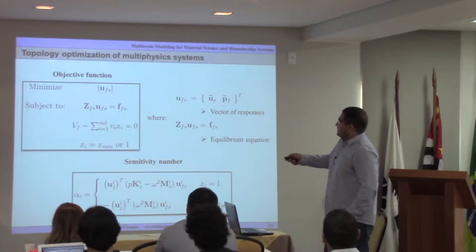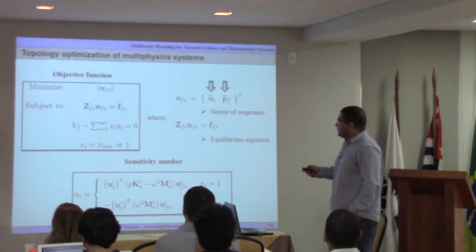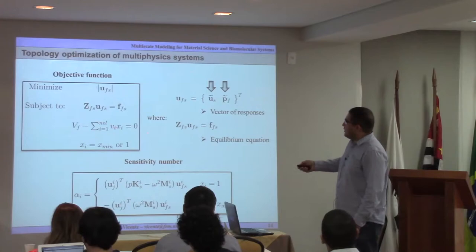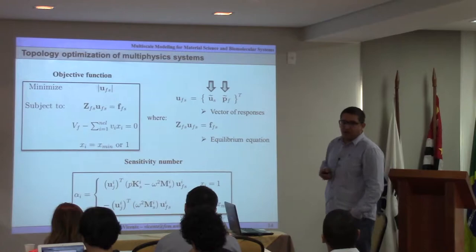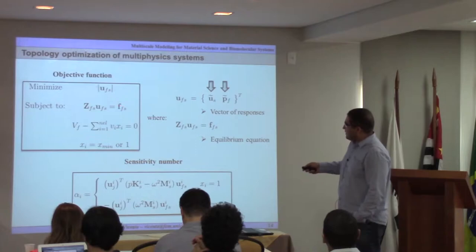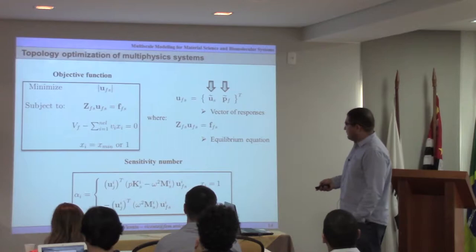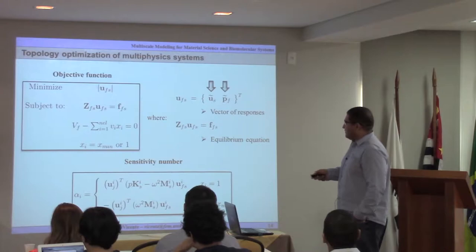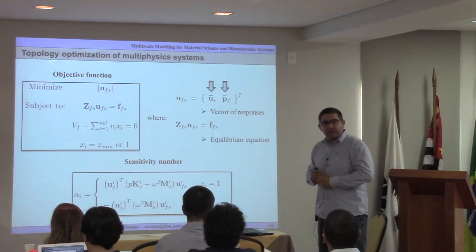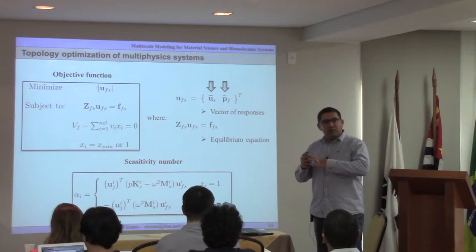So, as objective function, we want to minimize the displacement and the fluid, and subject to the equilibrium equation. And as it was said before, always in this kind of optimization, we have a prescribed final volume. So the equilibrium equation and final volume will be the constraint of our optimization problem. Then after doing a sensitivity analysis, we can reach this sensitivity number from the structure. So the idea is the same that was already explained. Make the finite element analysis of the system and remove the more inefficient part or material of that system.